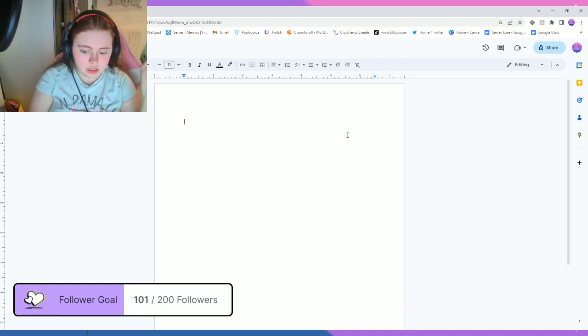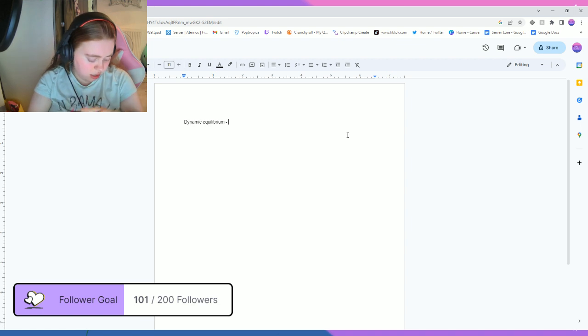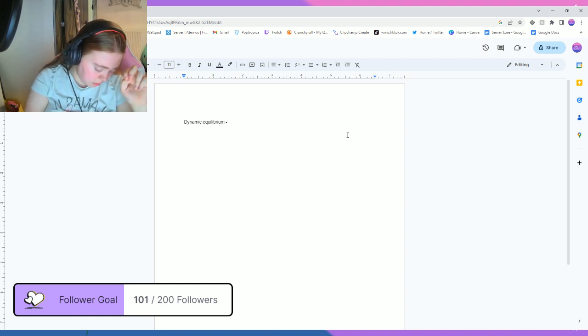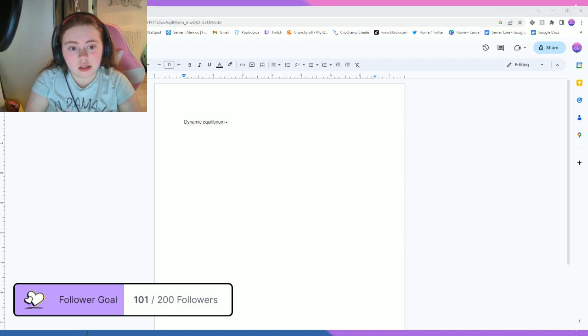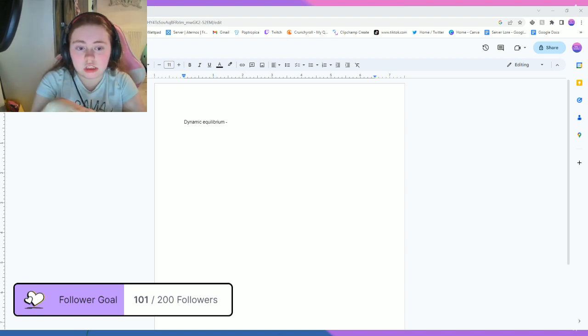At some point a reaction will reach dynamic equilibrium, which is where the rates of the forward and backwards reaction become equal and the concentrations of reactants and products do not change. Dynamic equilibrium only occurs in a closed system, which basically means that nothing else is added to the reaction and nothing is taken out of the reaction.